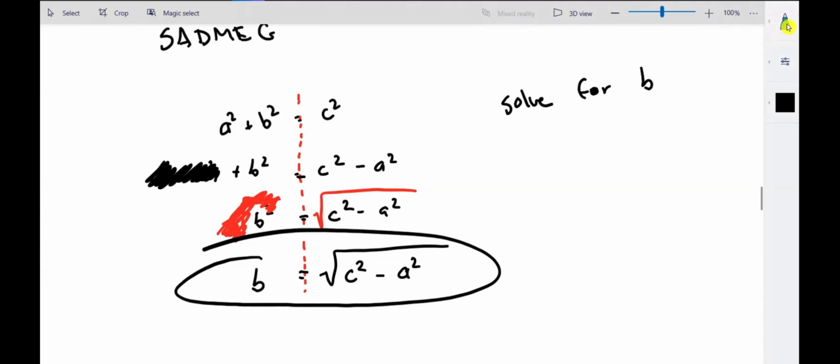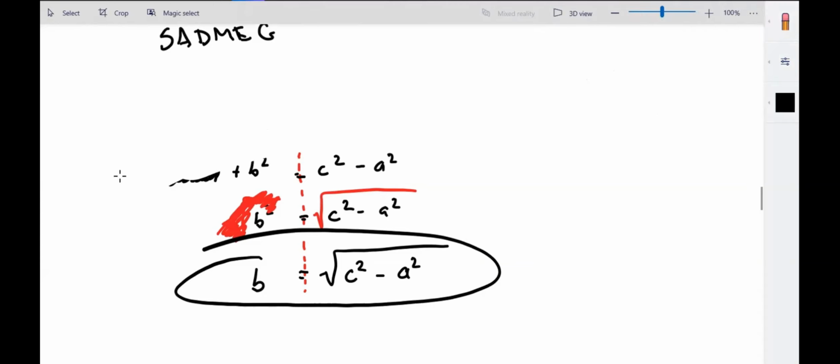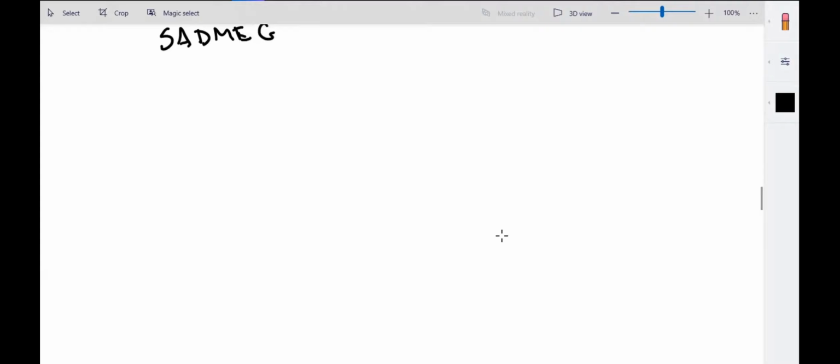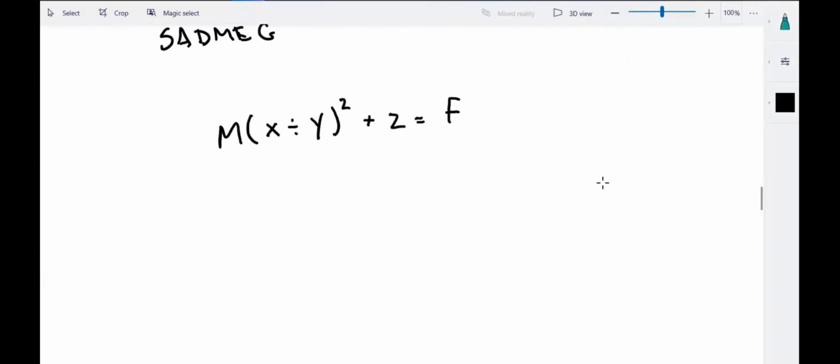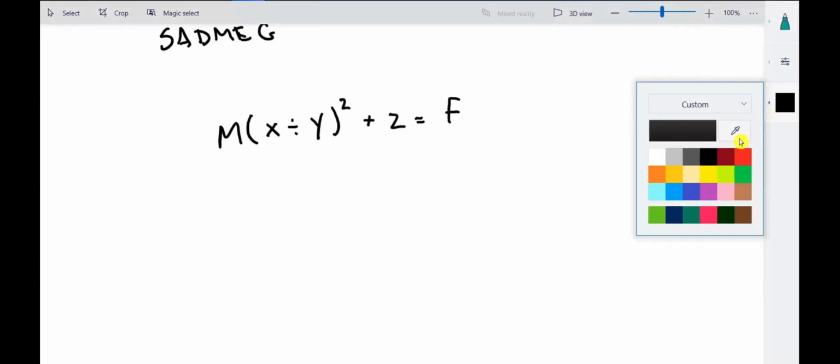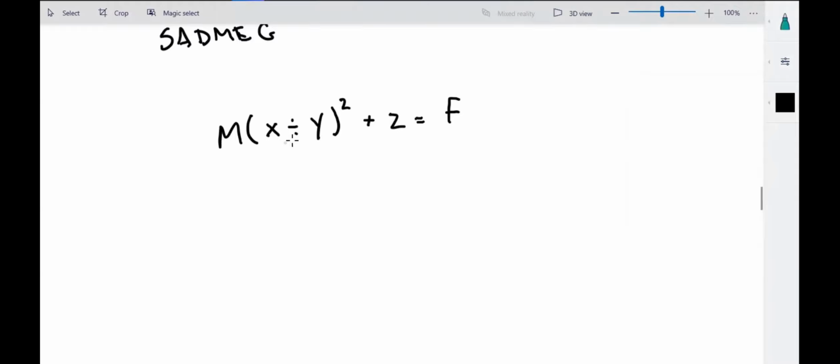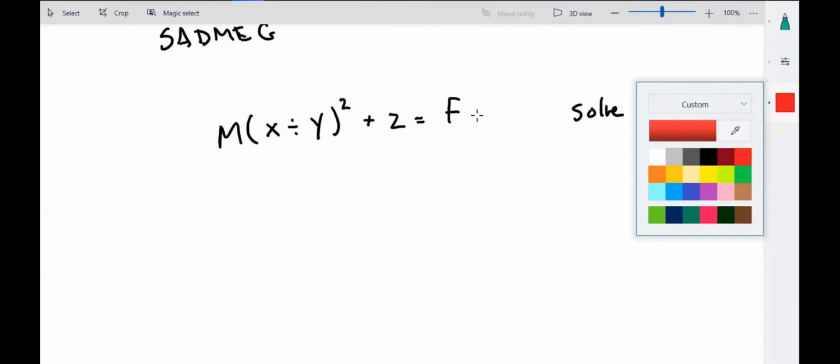All right, let's do one more. Let me see if I can make one that involves all of SADMEG. Let's see. I'm going to pause this so you don't have to listen to me thinking. Okay, we're going to look at this monstrosity here that I just came up with. So we have m times the quotient of x and y, all squared, plus z equals f. And let's say we are told to solve for x. Solve for x. So this will be fun.